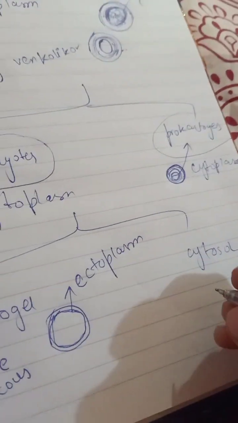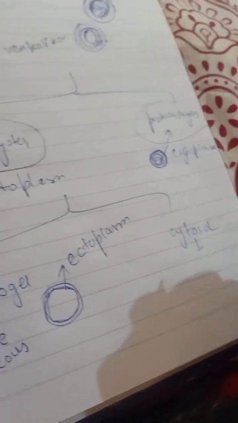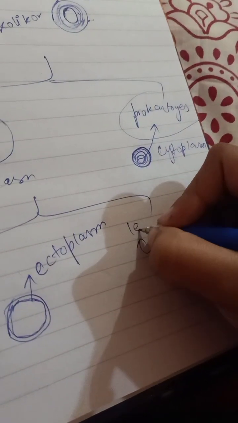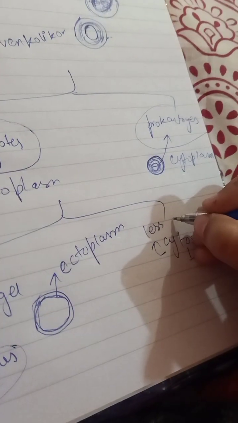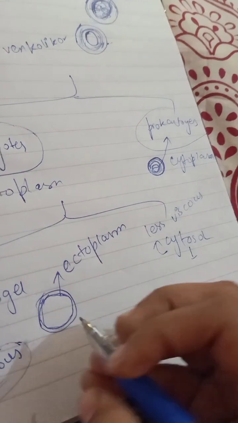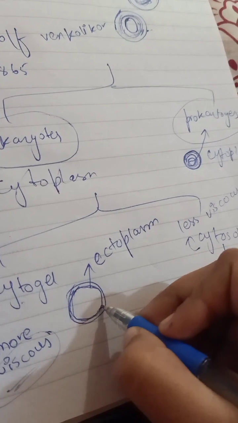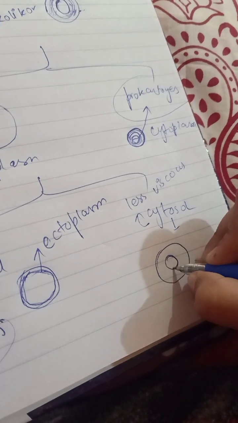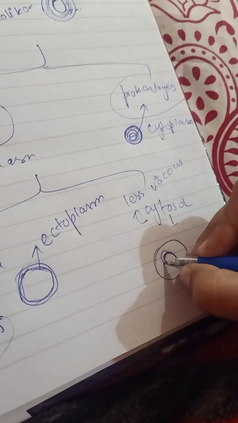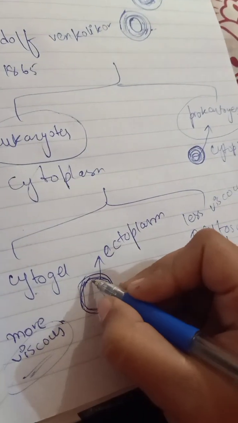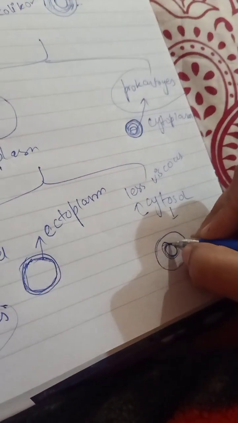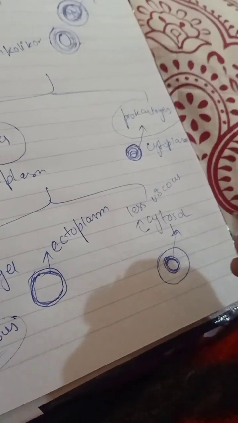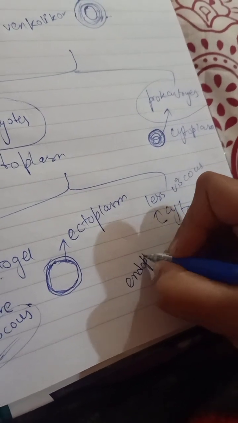The cytogel is more viscous, which means its thickness is more. The cytosol is less viscous as compared to the cytogel. The cytogel was the material toward the cell membrane, but this is the material toward the nucleus and the nuclear membrane, and that is called the cytosol. We also call it the endoplasm.